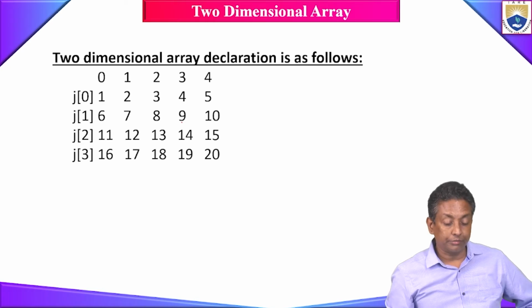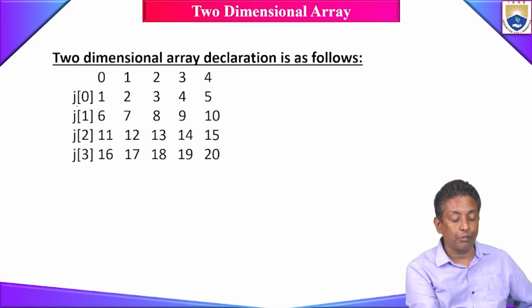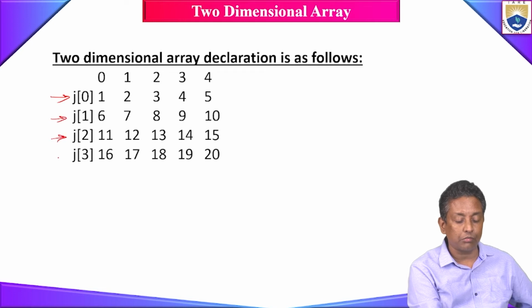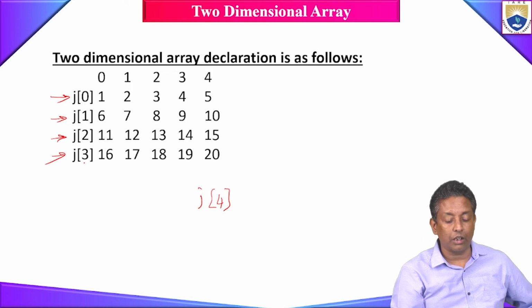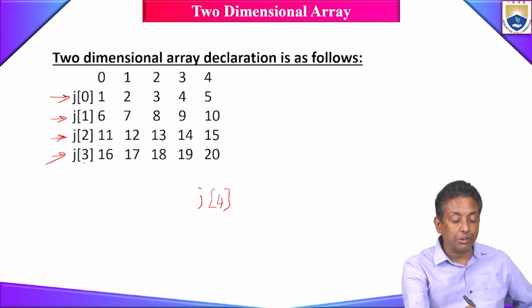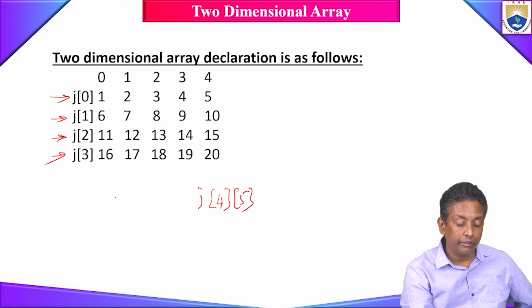So how do you declare a two-dimensional array? This is the problem. See here, four indexes, right? j of 0, j of 1, j of 2, j of 3. Because of 4, its index starts from 0, 1, 2, 3. And in each row, how many elements do we want? 0, 1, 2, 3, 4. That means 5 elements.